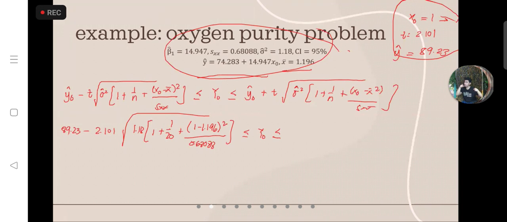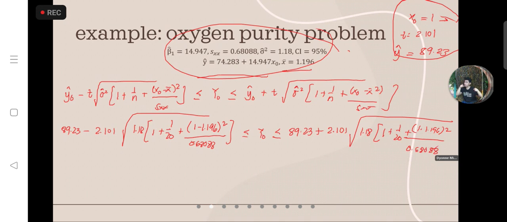Di ba? Pasok ko lagi 89.23 plus 2.101 times 1 plus square root of 1.18 times 1 plus 1 over 20 plus 1 minus 1.196 squared over 0.68088. What is the confidence interval for our new observation if S is equal to 1?